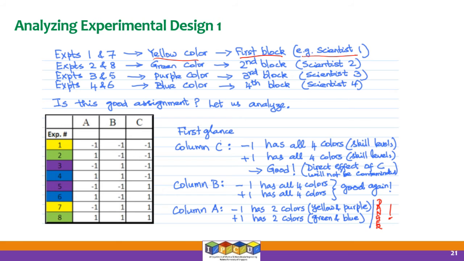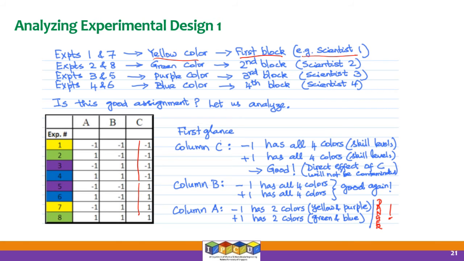So let's take a first glance at it. If you look at column C, let's say we take a very naive approach, we take column C and you find -1 is assigned to all of these 4 colors. For example, if you take C equal to -1, it is assigned to all of the 4 colors. That means every scientist gets to do one experiment with C equal to -1 and one experiment at C equal to +1. This is the observation we make.